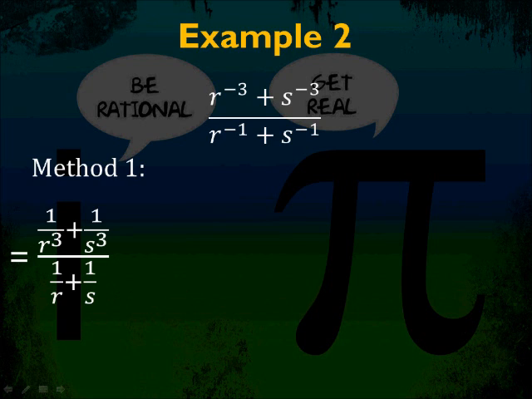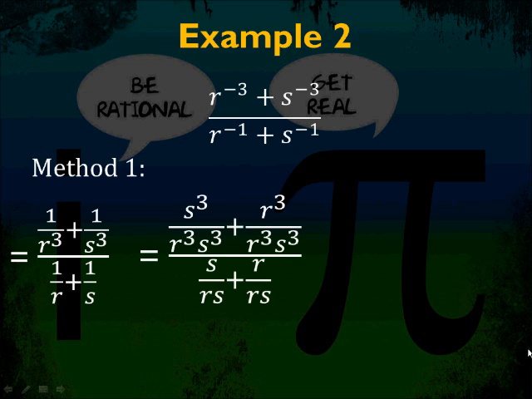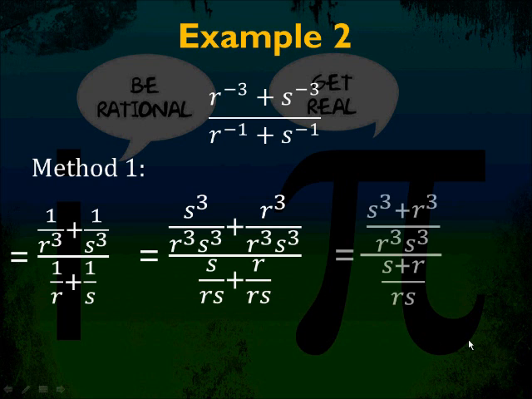So if we use method 1, again, you have to put a common denominator for the top and the bottom. So we have s cubed on the top and bottom of this fraction, r cubed on the top and bottom of this fraction, and we have rs as the common denominator here. So you express it as s cubed plus r cubed over r cubed s cubed, over s plus r over rs. Again, what we're doing here is just adding the fractions together, which involves finding the least common denominator for these two fractions and these two fractions.